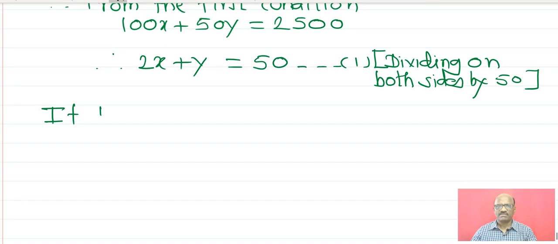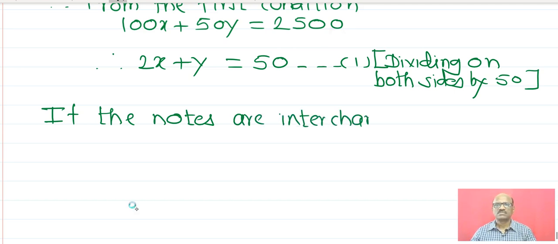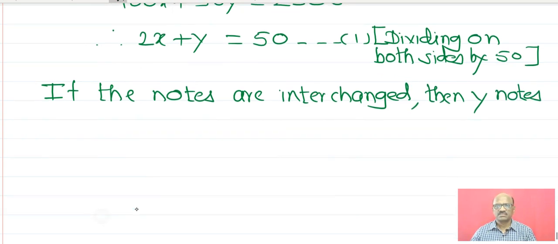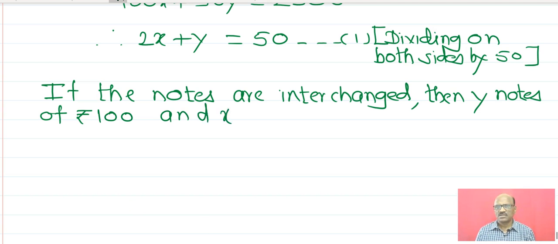If notes are interchanged, then 50x, y notes of ₹100, that means 100 notes y in number, and 50x notes.